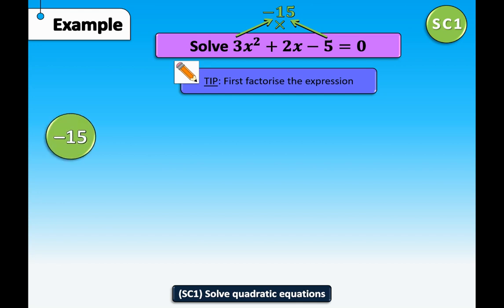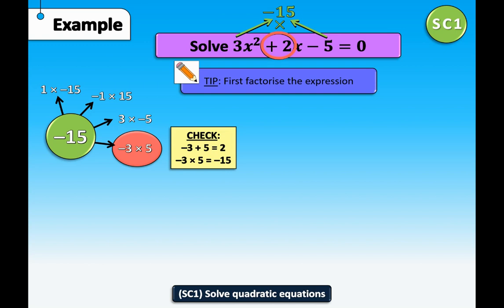So we need a pair of numbers that will times together to make minus 15: 1 and minus 15, minus 1 and 15, 3 and minus 5, and minus 3 and 5. And think which of these pairs will add together to make positive 2. That's going to be minus 3 and 5. They add together to make positive 2, and they times together to make minus 15. So we need to split up the 2x into minus 3x and 5x.